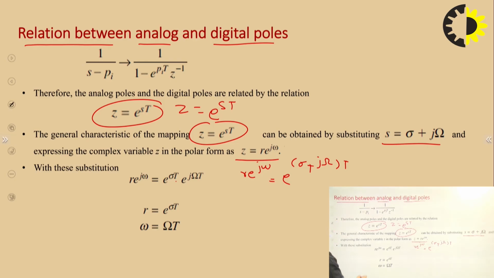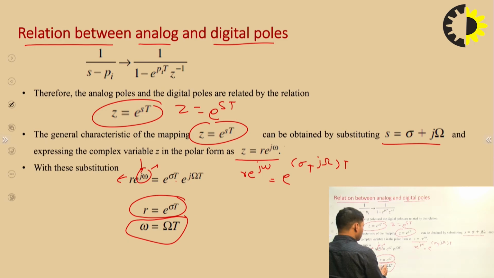So here this represents the magnitude part, and the j omega represents the phase portion. By comparison, we get that r is equal to e raised to the power sigma T, and for the frequency transformation, the frequency response of any digital filter is equal to omega into T. That means the frequency of the digital filter is equivalent to the analog frequency multiplied by the sampling interval, omega equals omega T. This is now the main basis, with the help of which we can check the mapping of poles from the S to the Z domain.